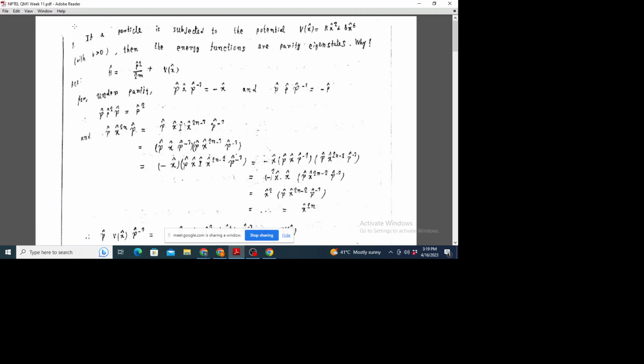Consider motion in one dimension. The particle is subjected to this potential: kx square plus b x to the power 6 with b greater than 0. This is necessary so that this potential actually allows bound states. Given this potential, the energy eigenfunctions will be parity eigenstates. We have to discuss why this is the case. Why are the energy eigenfunctions also parity eigenstates for this potential in motion in one dimension?